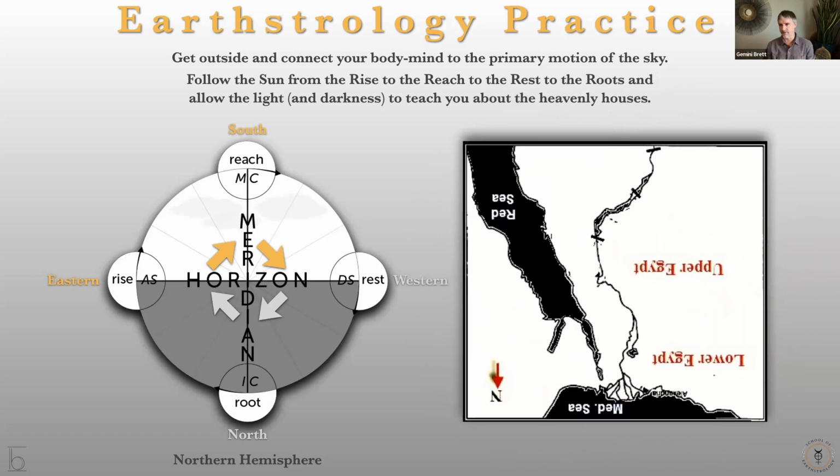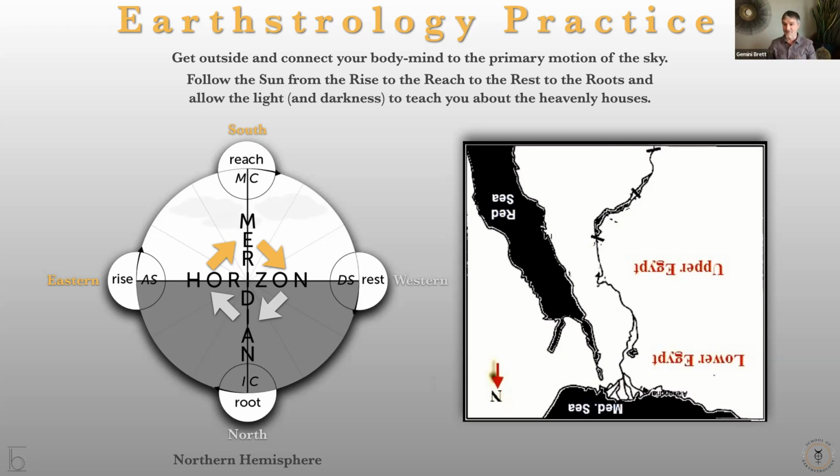So let me turn this around, like the chart and the experience of the sun in the northern hemisphere sky. Why is northern Egypt called lower Egypt? Because that's when the sun is low down below the ground. Why is southern Egypt called upper Egypt? Because in the northern hemisphere, south is where the sun is on high.